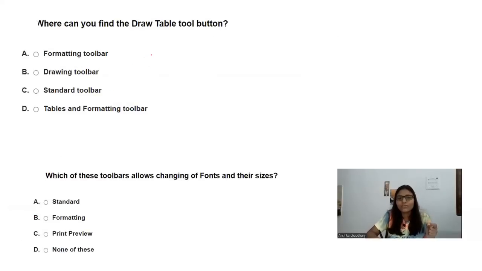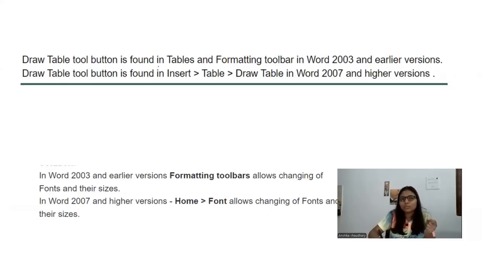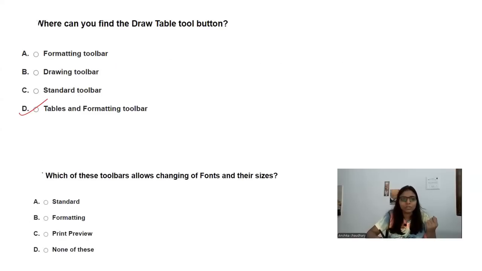The next question is: where can you find the draw table tool button? In the formatting toolbar, drawing toolbar, standard toolbar, or tables and formatting toolbar? We can find the draw table tool button in the tables and formatting toolbar. What steps do we need to take? The draw table tool button is found in the tables and formatting toolbar in Word 2003 and earlier versions. Later, under the Insert tab you will find Table, and under that you will find Draw Table, in 2007 and higher versions. You will have to follow these steps to draw a table in your document. Let's move on to the next question.